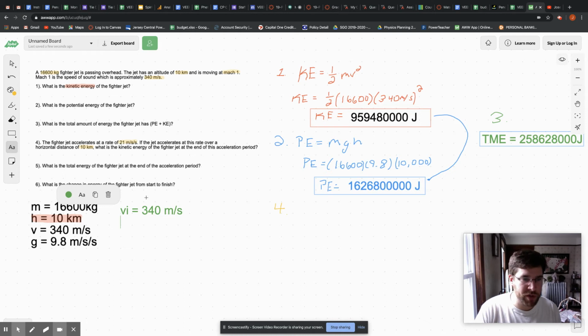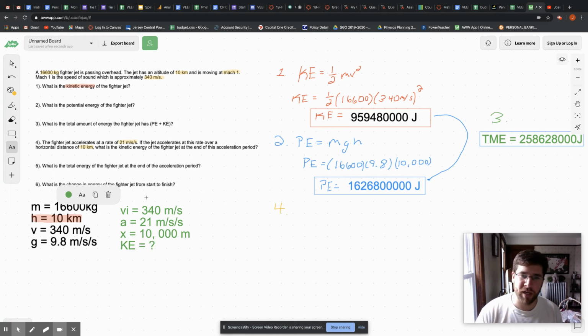And then what does the fighter jet do? He accelerates at a rate of 21 meters per second squared. He does this over a horizontal distance of 10 kilometers. Since we already converted 10 kilometers, we know that is going to be equal to 10,000 meters. So I'm just doing the conversion right there. We want to know what the kinetic energy of the fighter jet is at the end of this period.